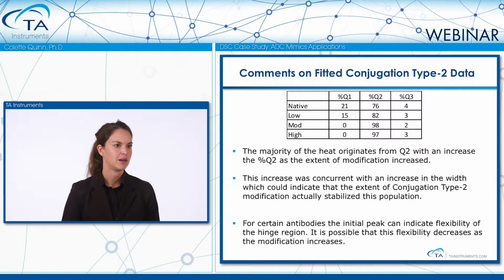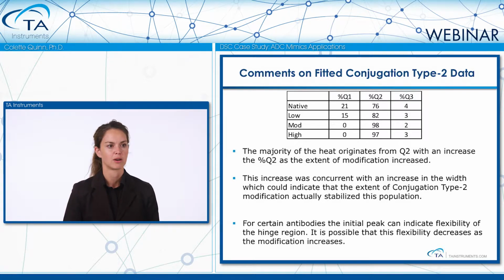So, comments on the fitted conjugation type 2 data. The majority of the heat originates from that second peak, the Q2, with an increase of the percent Q2, so the percent enthalpy, as the extent of modification increases. So really, enthalpy is giving us a nice insight into the differences between native, low, and then moderate and high being very similar and hard to distinguish between the two.